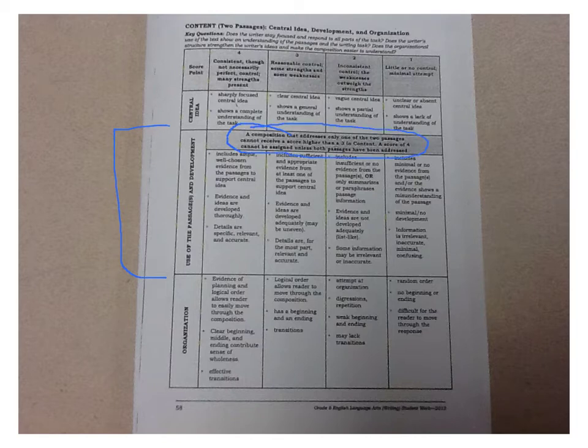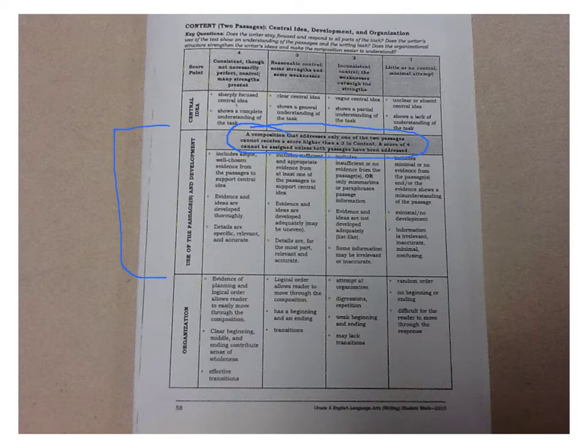If you read both your passages and you only take evidence from one, the highest you can get is a 3. So if you're looking for that score of 4, you have to make sure that you address both passages. Now, looking into this area right here, it says includes ample, well-chosen evidence from the passages to support central idea. Well, one of the big questions on Friday was, what is ample? And that just means you have plenty of good, well-chosen evidence from the passages to support your idea.